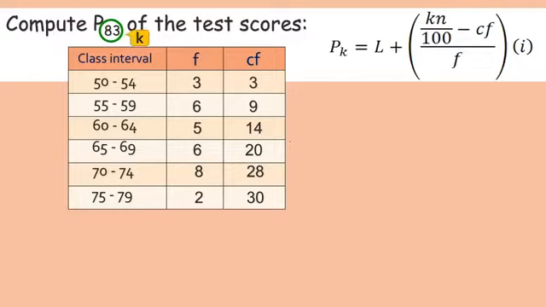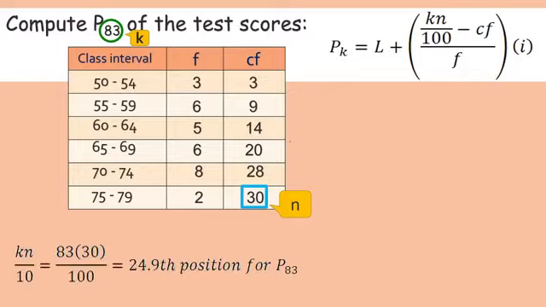What's the value of our K? 83 will be the value of our K. What about the value of N? N is 30. Now, computing using what your classmate said a while ago, that's kN over 100. So you'll have 83 times 30 divided by 100. You'll get 24.9. Now, which CF does this belong to? 28.